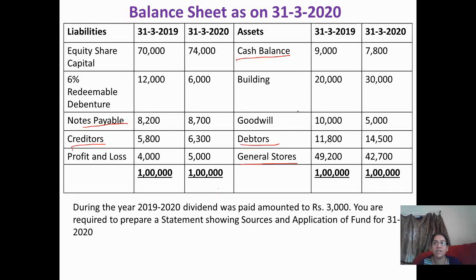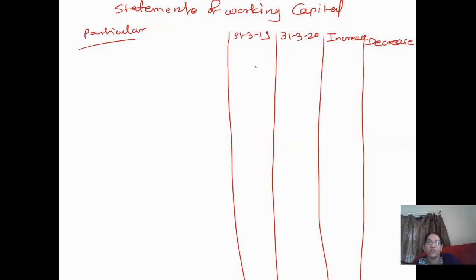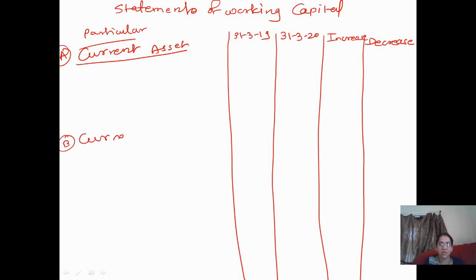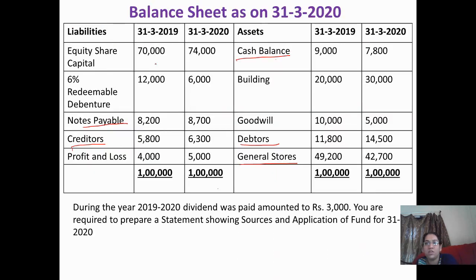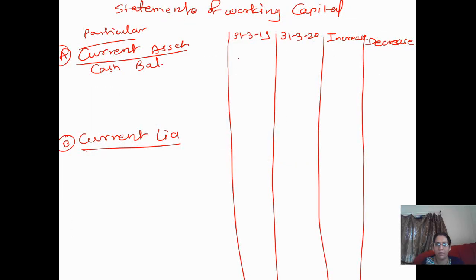First, current asset. Here, cash balance 9,000 and 7,800. Same we will write down here. First A number, current asset. B, current liability. Under the head of current asset, we have already read it. Cash balance amount was 9,000 and 7,800. Opening amount was 9,000 and closing amount was 7,800. So, see students, cash balance is our current asset. Opening amount was rupees 9,000 and closing amount was rupees 7,800.